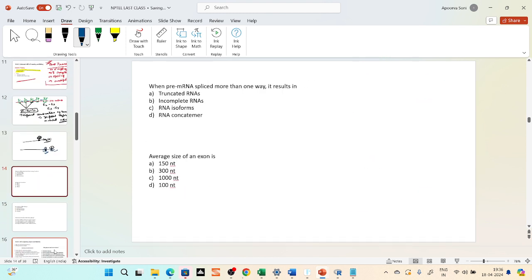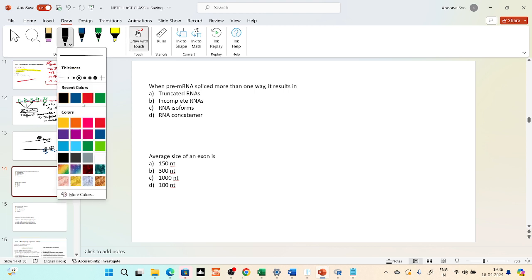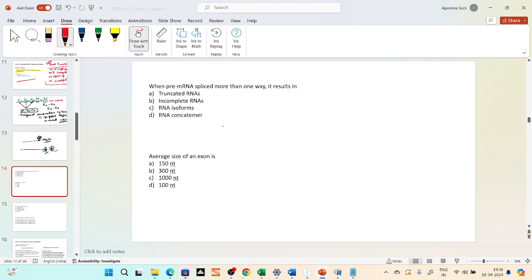Okay, now quickly we'll see the questions. So, first question, we have to be a little quick because a lot has to be covered. When pre-mRNA is spliced more than one way, it results in truncated RNA, incomplete RNA, RNA isoforms, or RNA concatemer. What will it lead to if pre-mRNA is spliced in more than one way? It will lead to different types of RNAs. That means different forms of RNA. That means RNA isomer. Fine. Now next question is, average size of an exon is, so the average size of an exon is 150 nucleotides. So important, remember it.